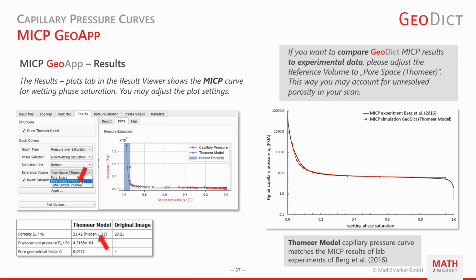To give you an estimation of how well the Tomer model works, I have prepared a small plot where you can see the MICP results of Berg et al. 2016 compared with the MICP simulation of GeoDict with Tomer model enabled. And as you can see, the curves of the saturation are almost identical.